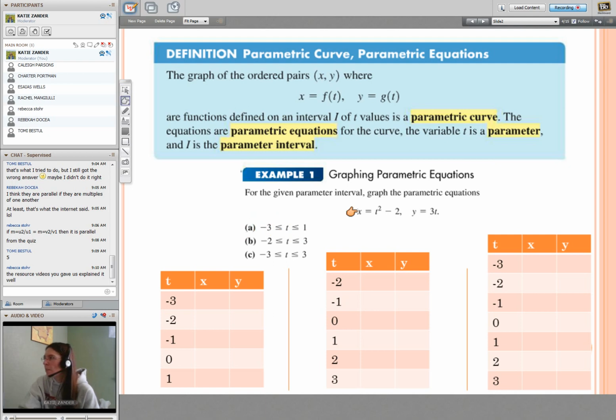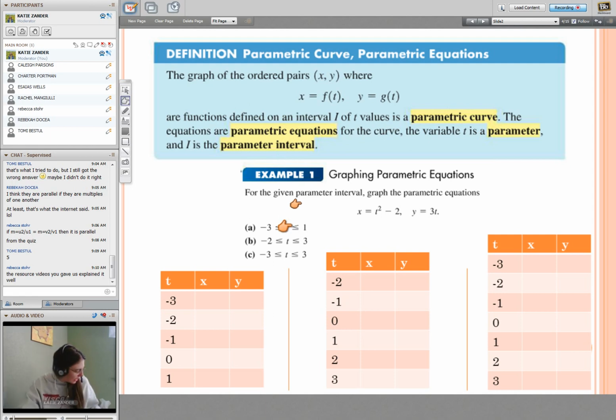For example, I have the parametric equations given here for x and y, and then I have three different graphs that I can create based off of the different parameters that are given. This is what we call the parameter interval. Here are the parametric equations, with t in there. T is what we call the parameter, and the actual graph is what we call the parametric curve. So lots of different vocabulary terms there.